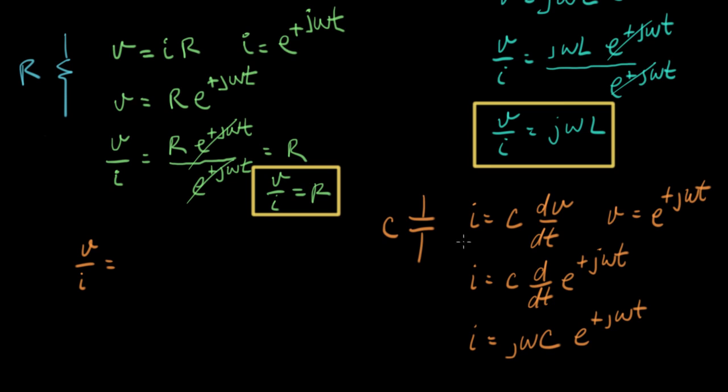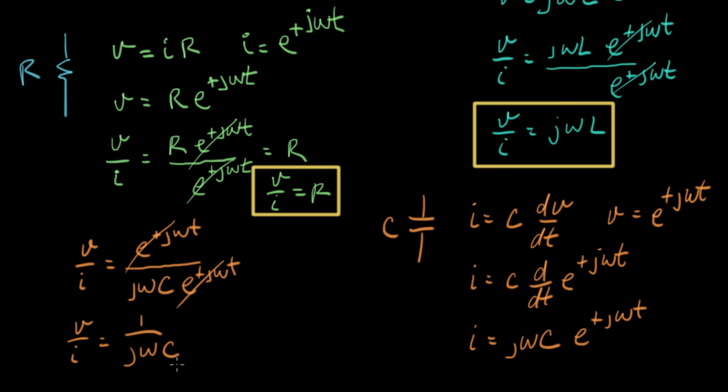V is sitting right here. V is e to the plus j omega t. And the current is, we worked that out down here. That's j omega C times e to the plus j omega t. And once again, we get this nice cancellation here. This cancels with this. And for a capacitor, we get V over I equals 1 over j omega C. Let me put a box around that one too.